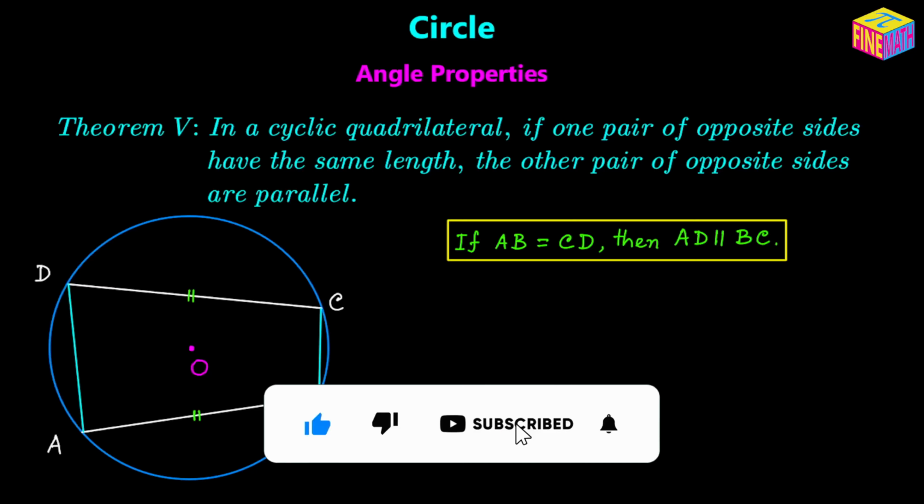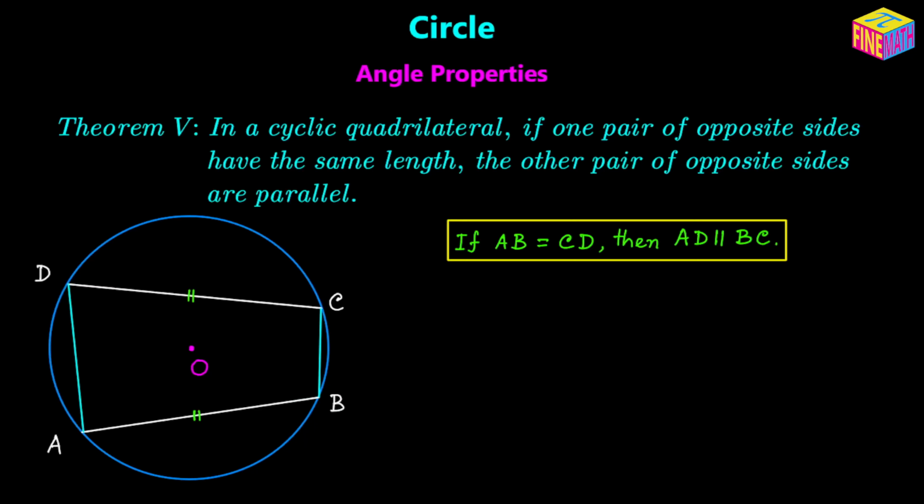Here I have a diagram. There you see we have a circle having point O as the center, and I have drawn a cyclic quadrilateral ABCD, and AB is equal to CD. The length of AB is equal to the length of CD. If that is the case, then we have to prove that AD is parallel to BC.